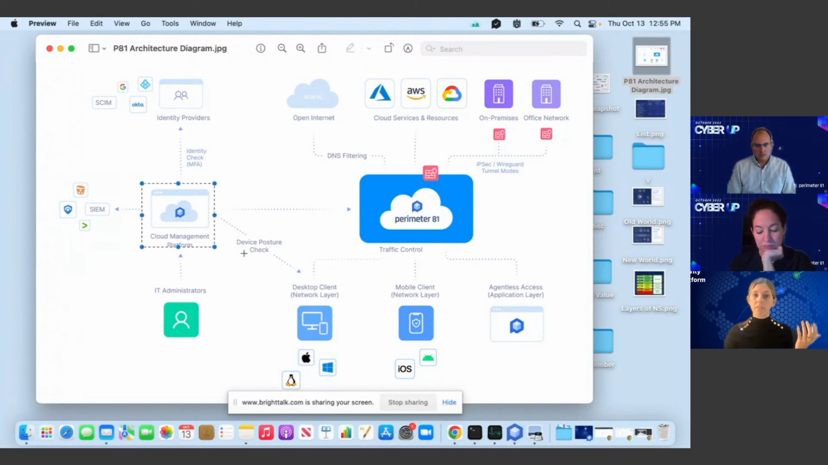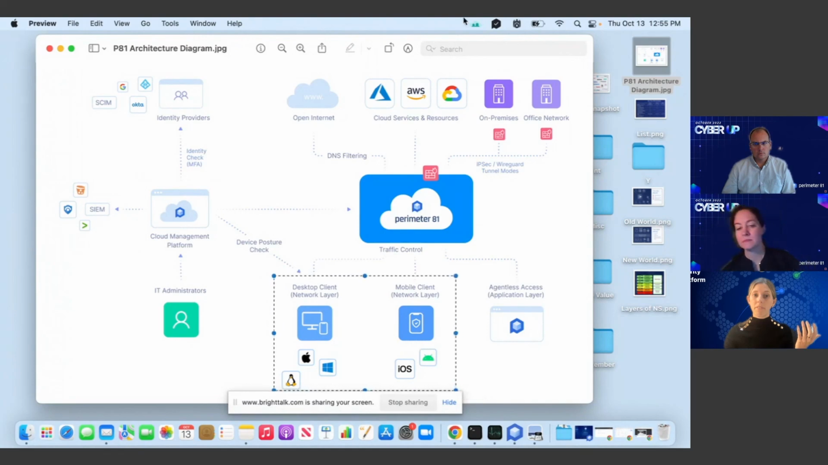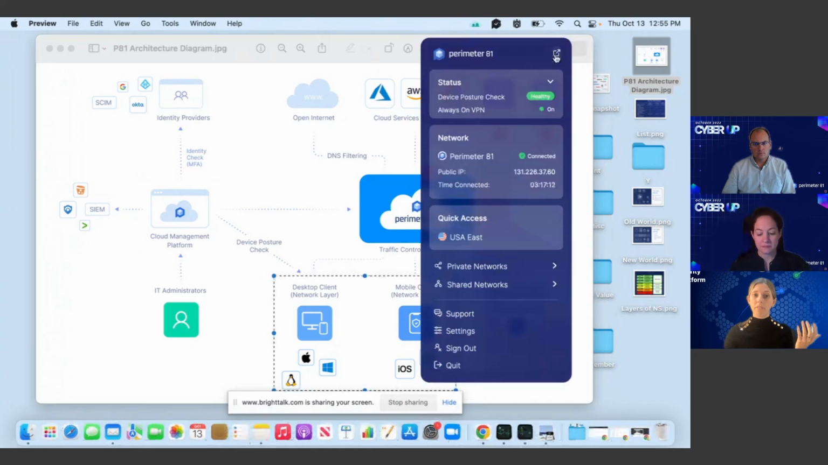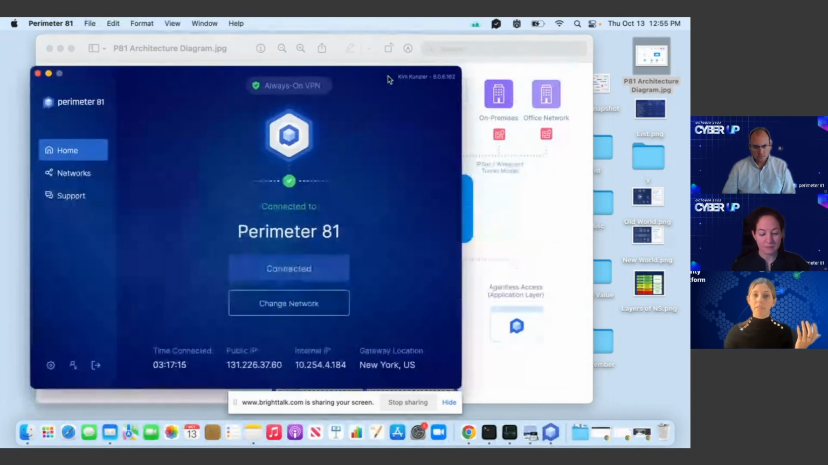So John spoke to this beautifully. You also want to think about the endpoint, the actual physical device itself. Where did that come from? In certain cases, it's a company-owned device. In other cases, it might be a personal device. So typically, we recommend different modes of connecting for different end users.